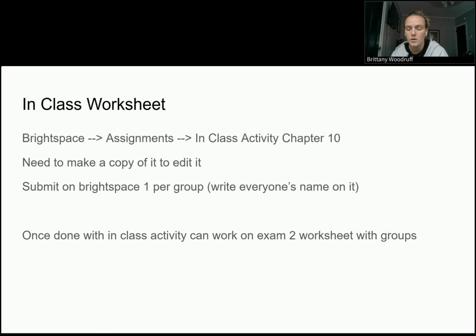Also, once you guys are done, like I said, you can use this time to work on your exam worksheet. Because I can't end class like 30 minutes early. So that way you guys can work in groups if you want to.